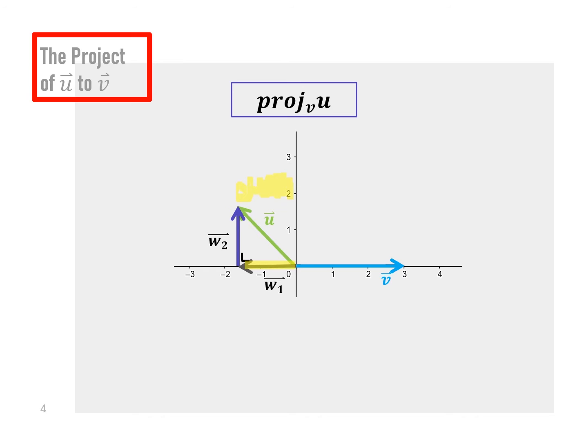So again, the highlighted gray vector would be the vector component of u along v, and the vector component of u orthogonal to v would be vector w sub 2, which would look something like this. Again, notice it's orthogonal or perpendicular to vector v, and vector w sub 1 plus vector w sub 2 will equal u.